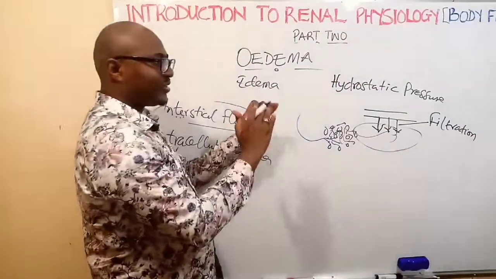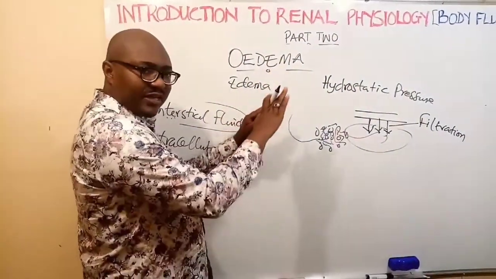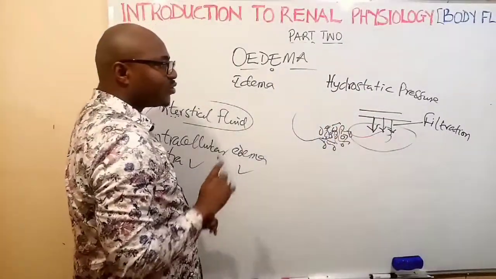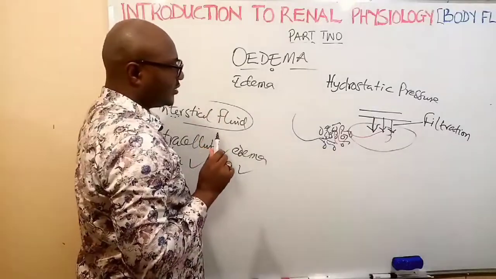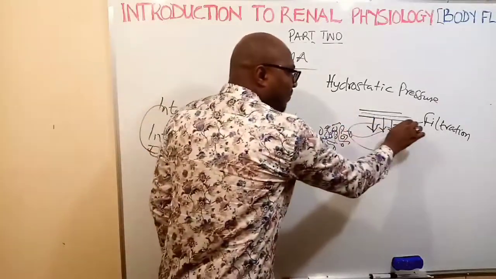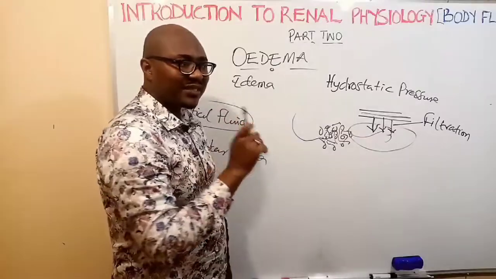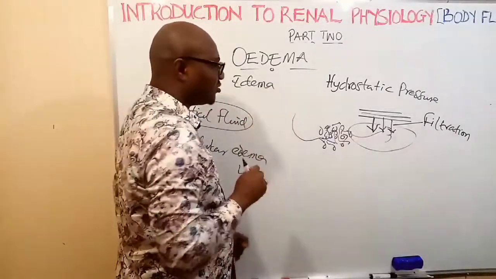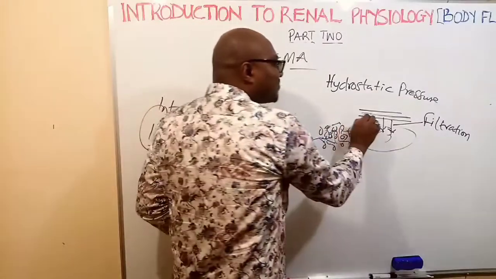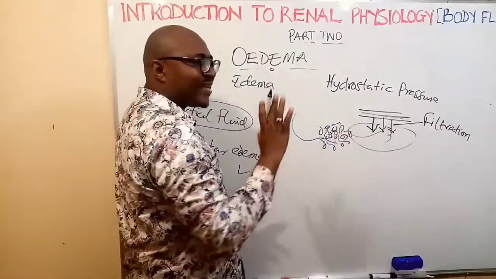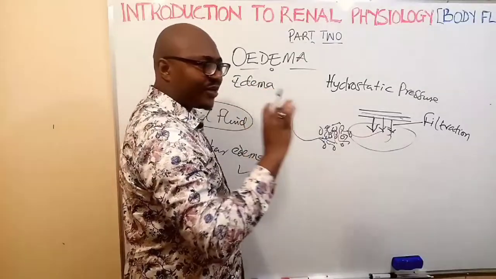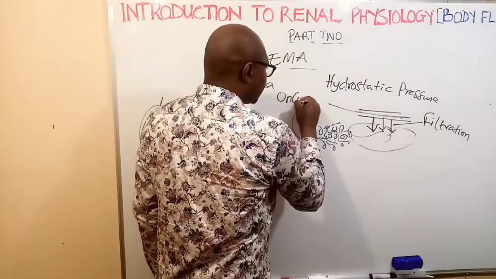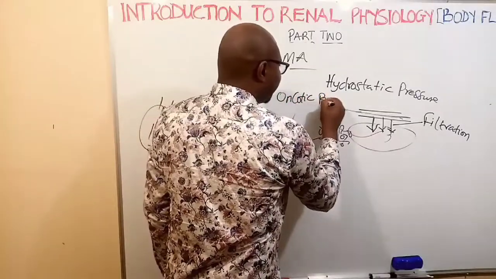Okay, so the hydrostatic pressure leads to filtration. It forces the fluid into this place. But there's another thing that happens with the plasma. Remember we said that it contains plasma proteins, and one of them is that albumin we mentioned, but there are others. So those plasma proteins exert a kind of pressure called oncotic pressure.